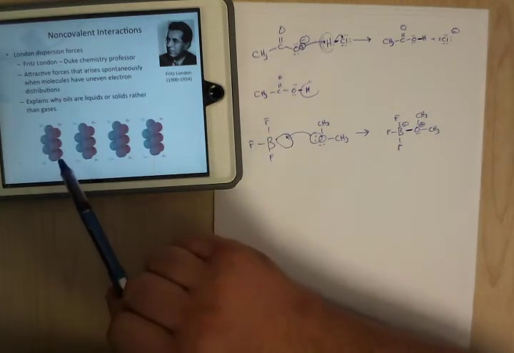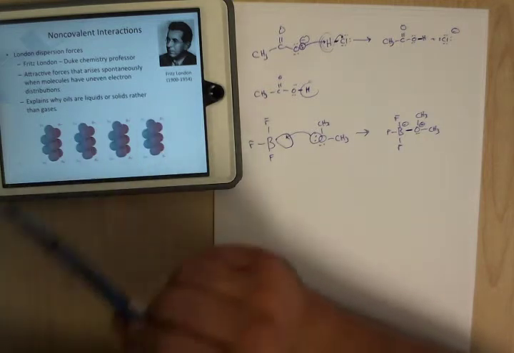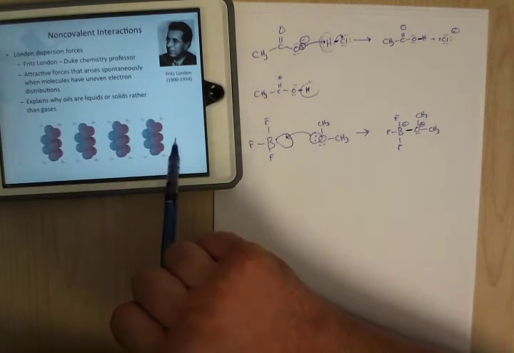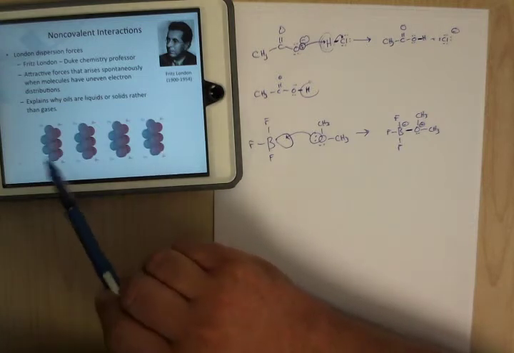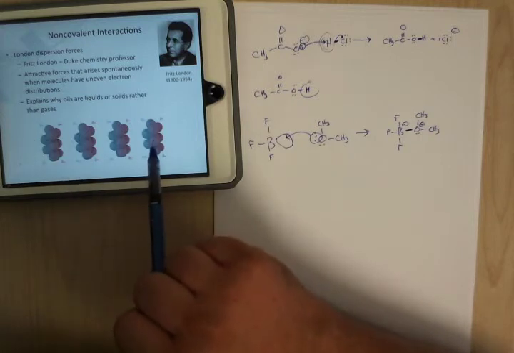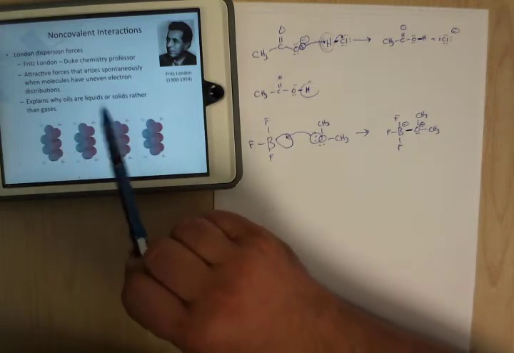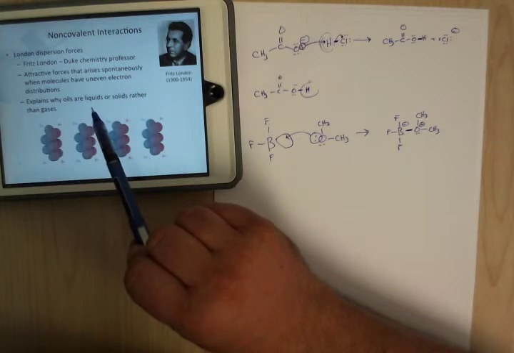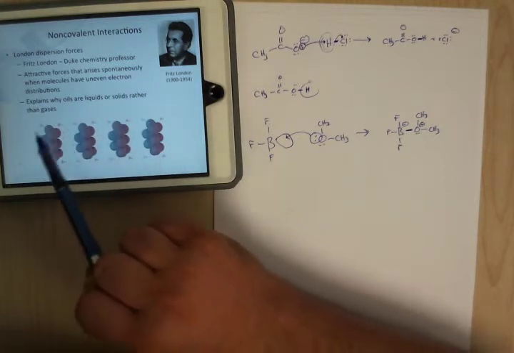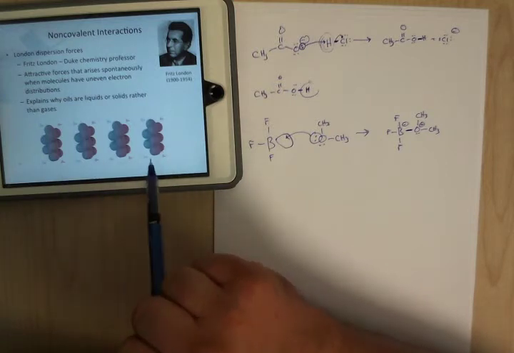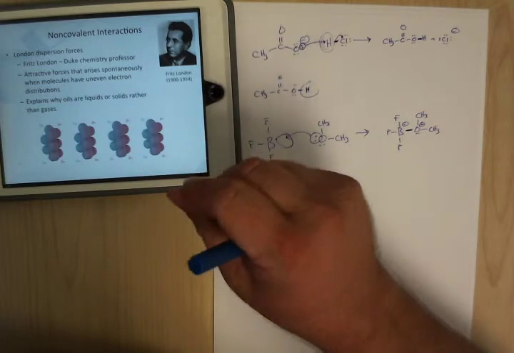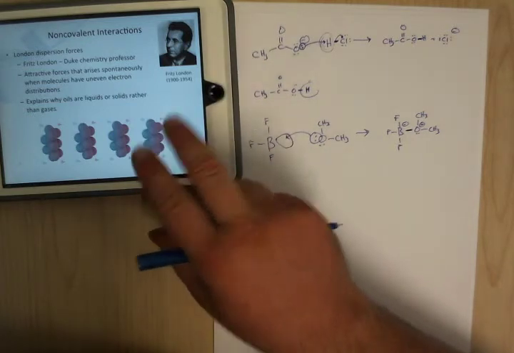And so even the things that have just purely covalent bonds, like oils, you're going to have this spontaneous induction of dipole moments in them. And it's fairly weak, but this is what explains why oils can be either liquids or solids rather than just all gases. It's this induction of a dipole moment that becomes important in keeping the molecules together, or associated with each other.